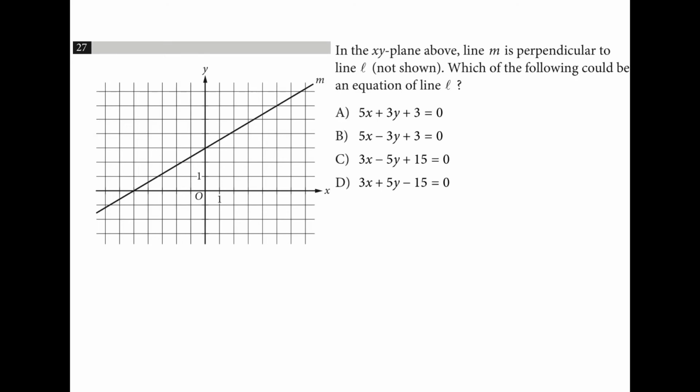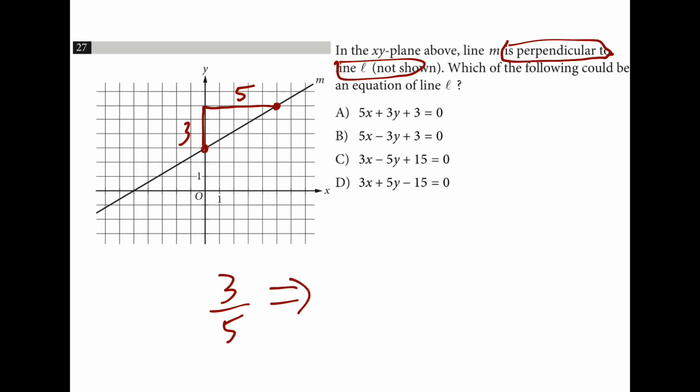So if I pick a few points that are on this line, I can identify the slope. If I rise 3, I run 5. So my slope of this original line is going to be 3/5. They want to know about line M, or line L, that's perpendicular to this line. So I'm going to take the opposite reciprocal, and my new slope has to be -5/3.